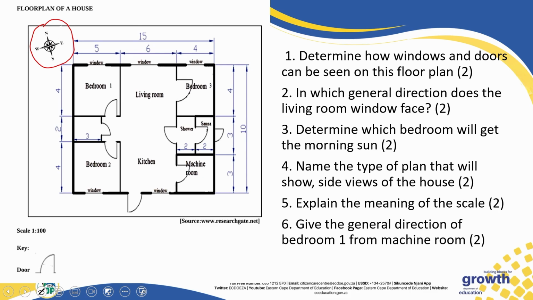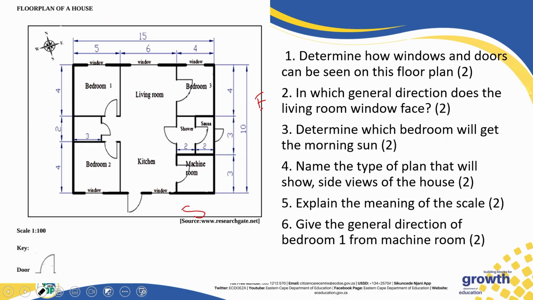In which general direction does the living room window face? Let's look for the living room. This is the living room. Where is this window facing? Remember, this is the north, this is the south, this is the east, and this is the west. So this window is facing the north. But since our north is in the corner, to be precise, we can say it's northeast. You are being precise there.